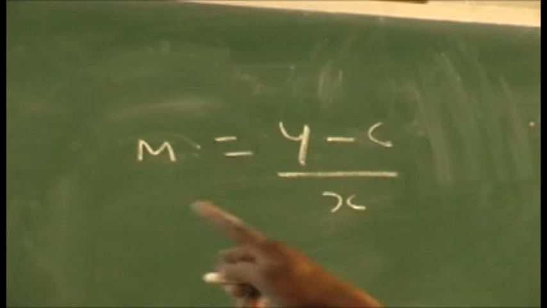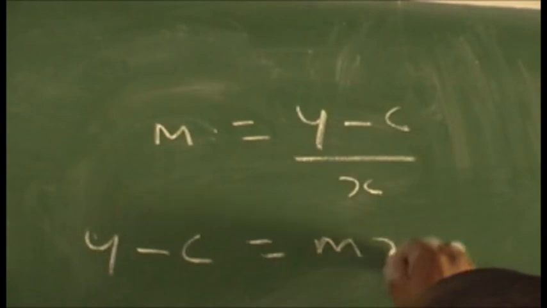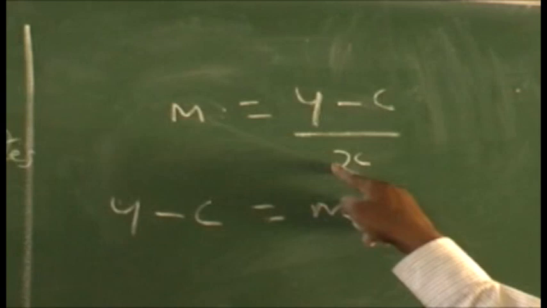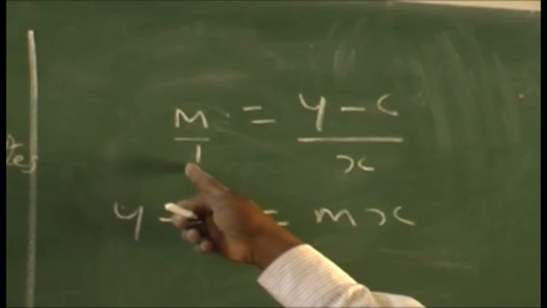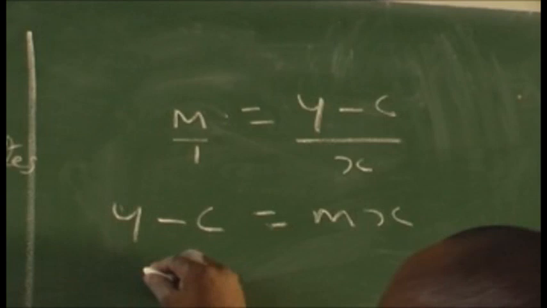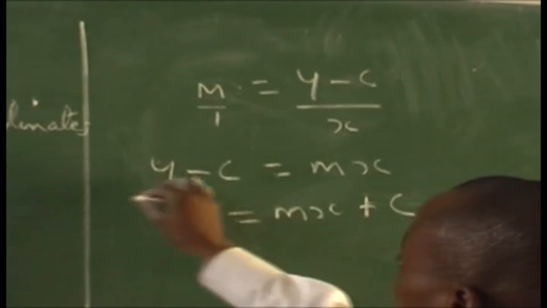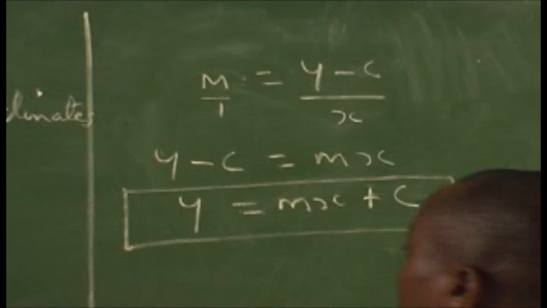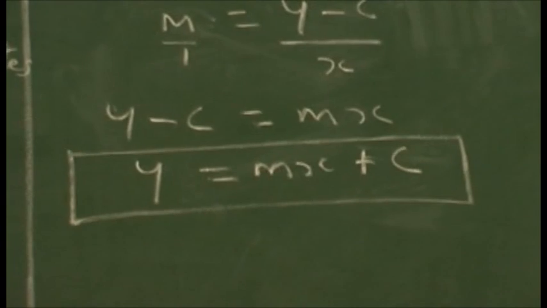Now if I cross multiply, I will have y minus c will be equal to mx. I cross multiply this times this with this times this. You know, this is over 1. So if I times it with 1, I will still get this. Times this with this, I will get mx. That means that y will be equal to mx plus c. Now this one is called equation of a line in gradient intercept form.